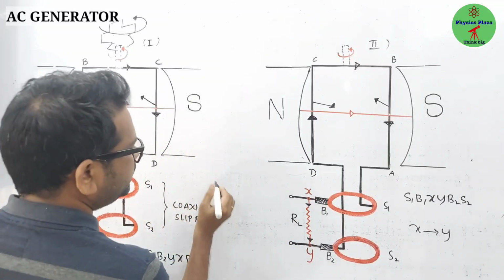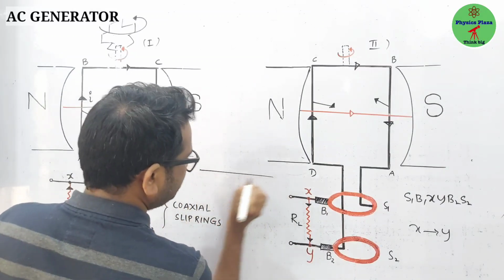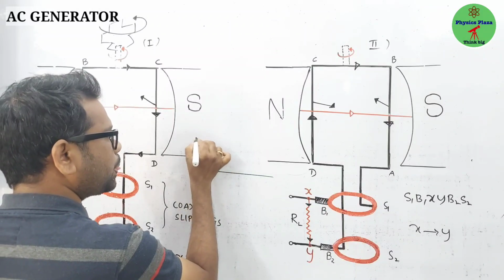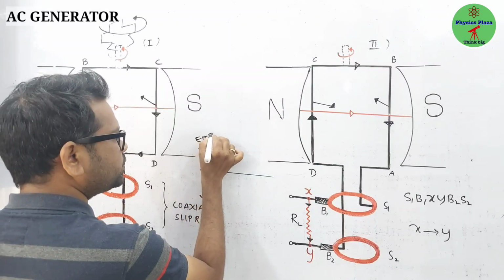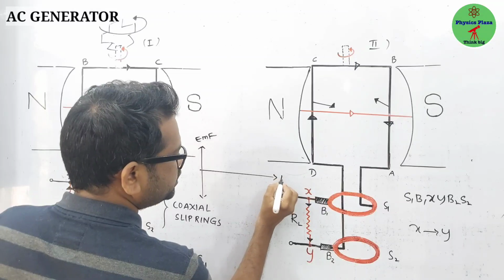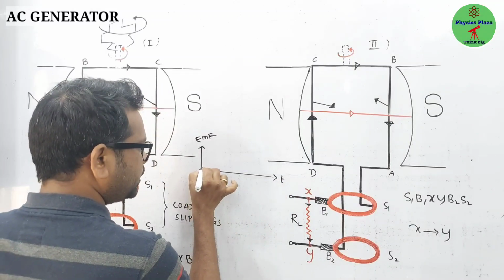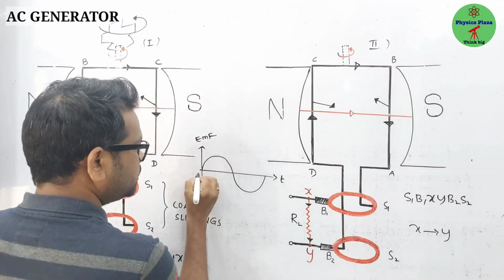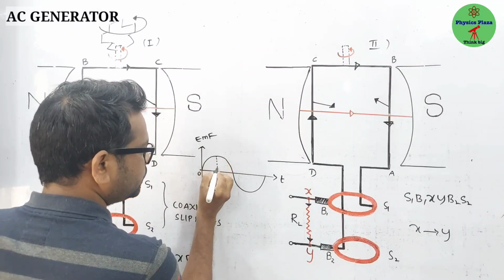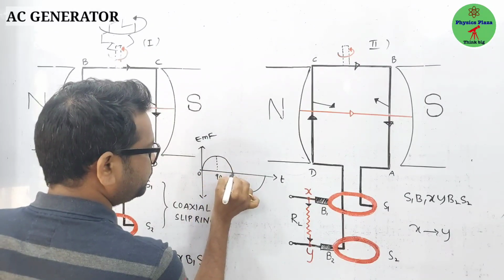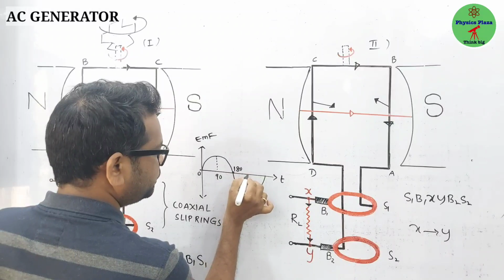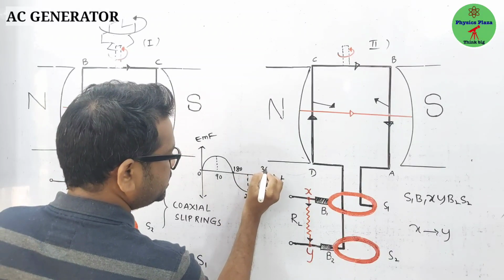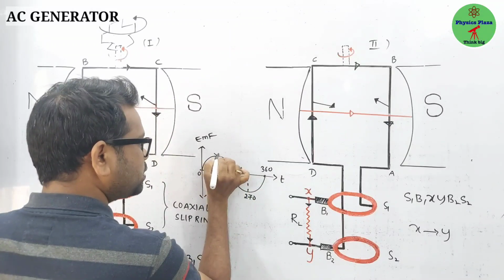See, look here, children. Here is a graphical representation. Let us say EMF is taken on the y-axis and time on the x-axis. Here, for a complete cycle, it is 0, then 90 degrees, 180, 270, and 360. Here is the maximum EMF.